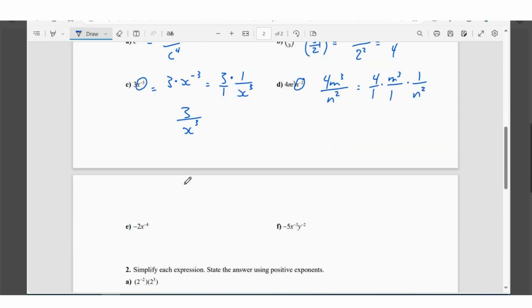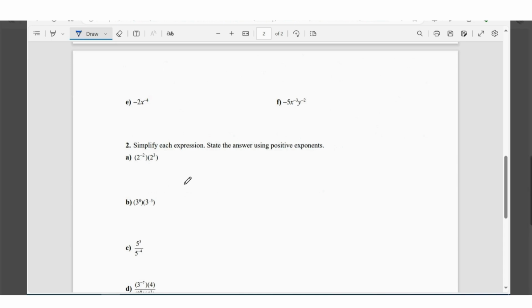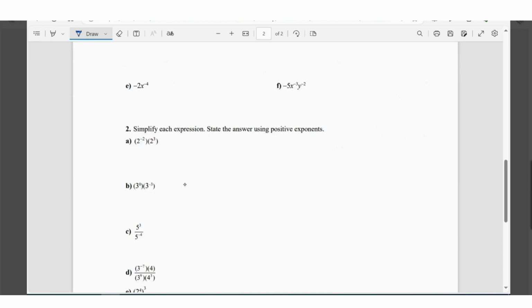Okay, let's do a few more. Here, remember, if this were in brackets, like negative 2x to the negative 4, then it affects everything inside of it. Because it doesn't have the brackets, it only affects the base right there. So here's like we have negative 2 over 1 times 1 over x to the 4, and that equals negative 2 over x to the 4.